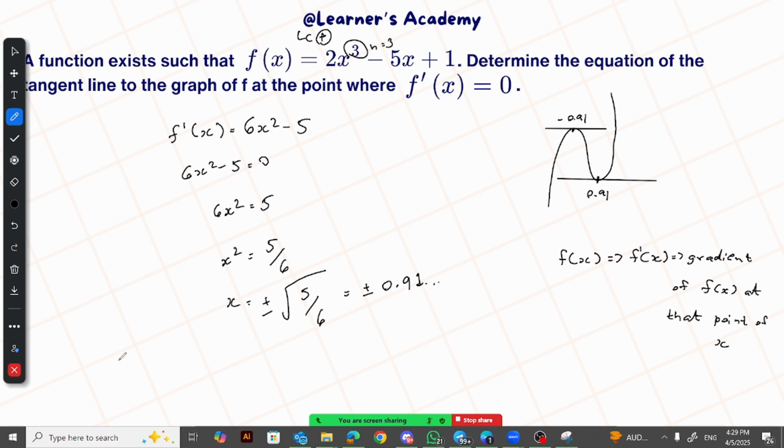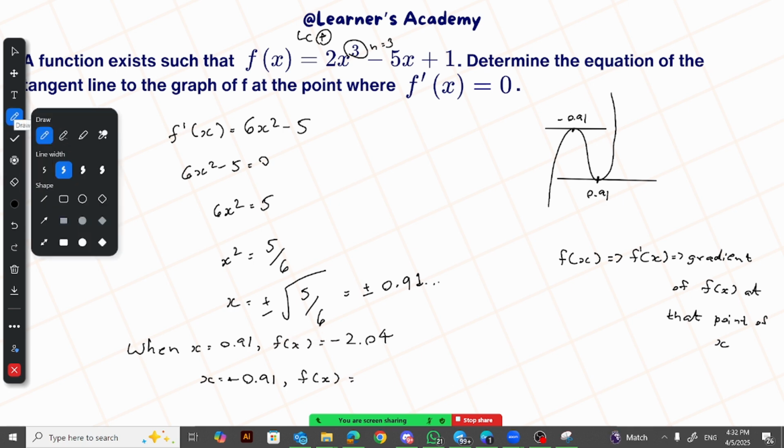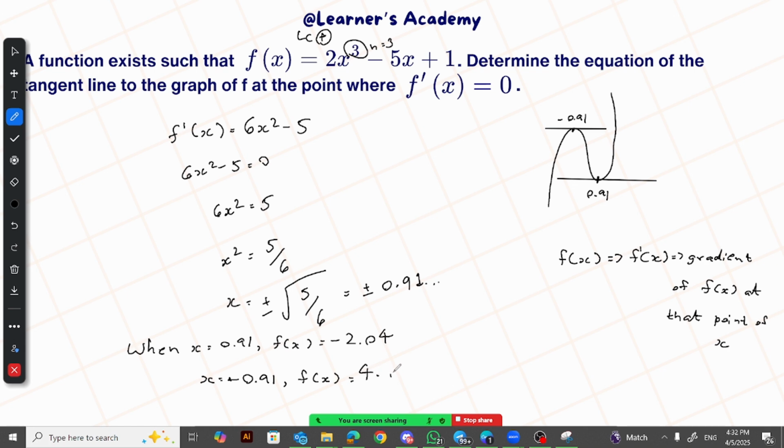Okay, so we will substitute these values into the original equation. When x is equal to 0.91, it will give us f of x equal to negative 2.04. It means that the y values we get from substituting these values are: 0.91 comma negative 2.04, and negative 0.91 comma 4.04.